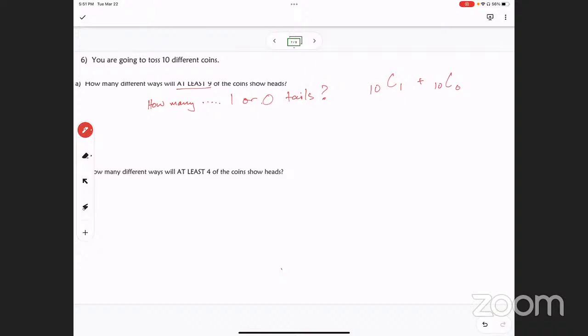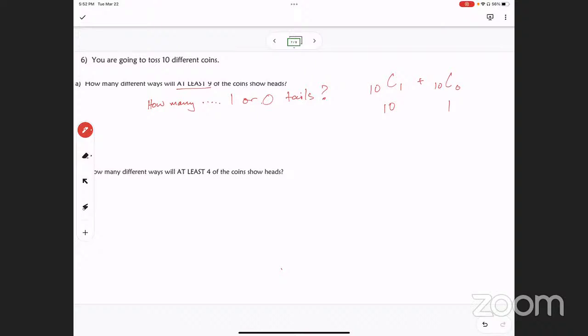Is that right? Or is it permutations? No, I think it's combinations, because the order doesn't matter. So 10 choose 1 is 10, and 10 choose 0 is 1. Is the answer 11? It is, yeah. That's how you do it.